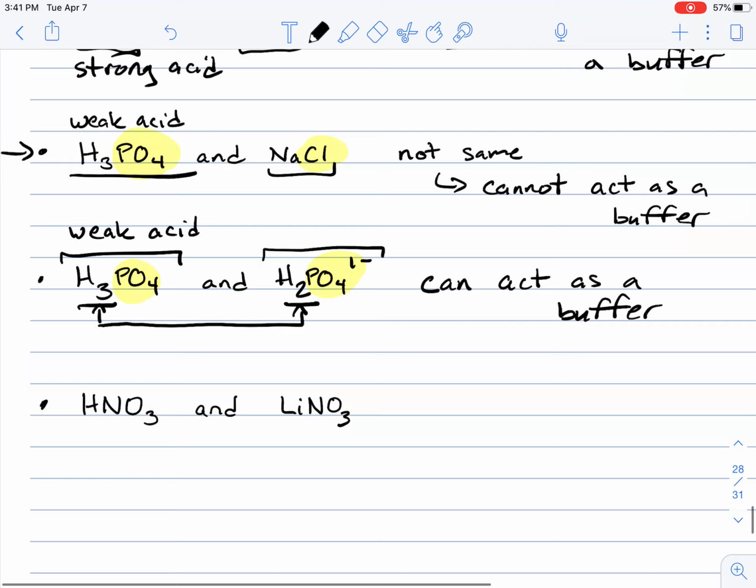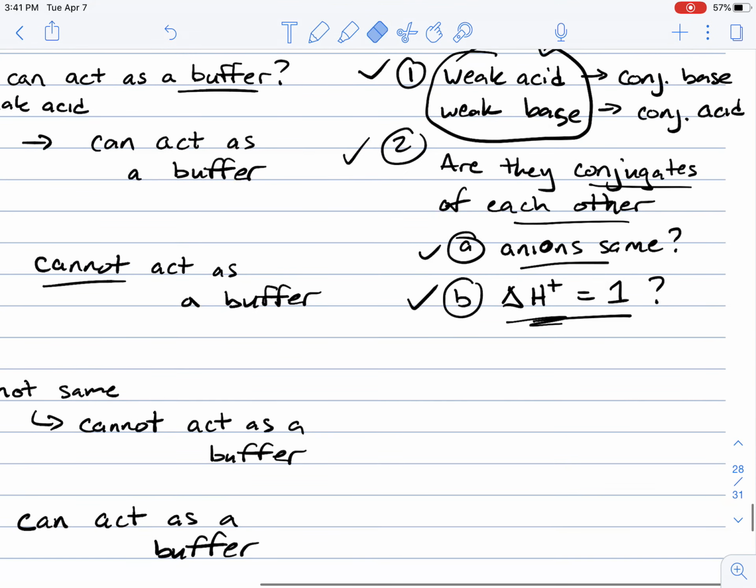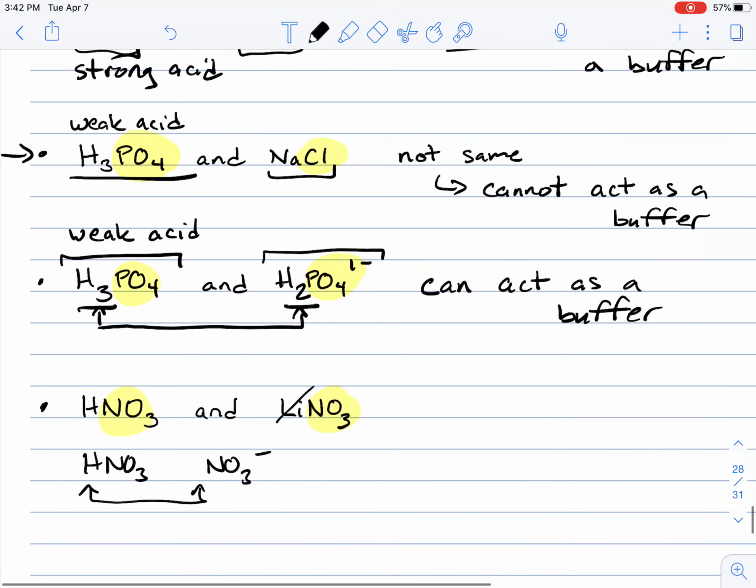And so last but not least, we have HNO3 and LiNO3. I noticed that they both have the same anion, so it could be, right? Also, we know that lithium is a spectator ion, so really what we have is just HNO3 and NO3 minus. If you look at the difference in the number of hydrogens, it's off by 1. So really, this example checks off number 2: the anions are the same, and the difference in the hydrogens is off by 1.